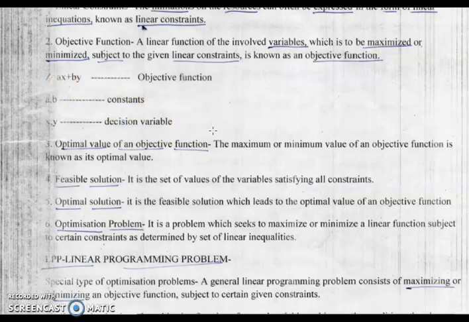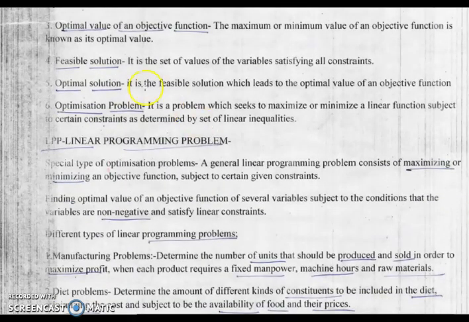What is the use of optimal value? Optimal value of the objective function: the maximum or minimum value of an objective function is known as the optimal value. Fourth one, feasible solution. A feasible solution is a set of values of variables satisfying all constraints. Fifth one is optimum solution. It is a feasible solution which leads to the optimum value of an objective function.